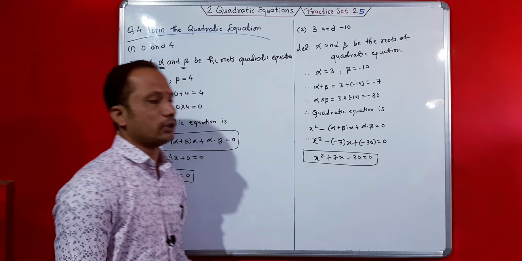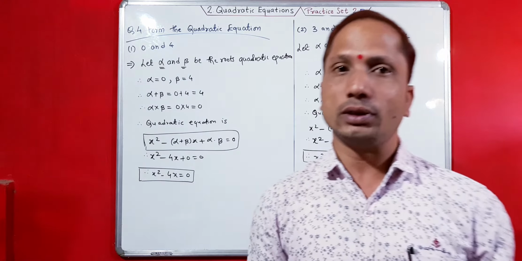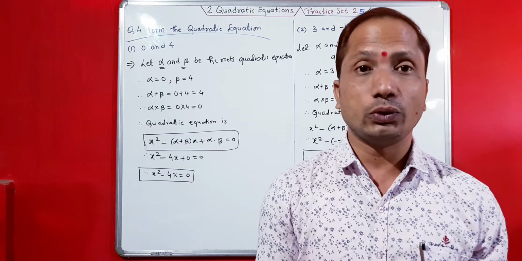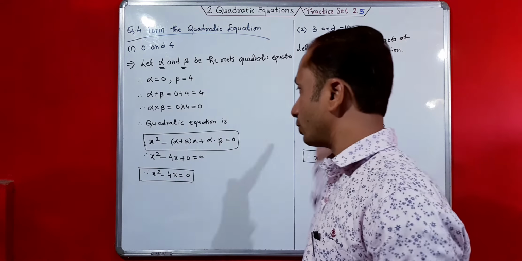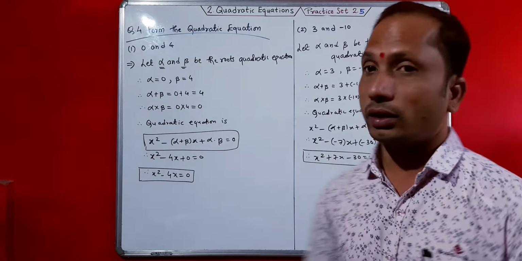Using these two roots, 3 and minus 10, in this way we form the quadratic equation by using the roots alpha and beta. Just do the proper process, and you will get your quadratic equation for the first and second. And now we're going to solve problems number 3 and 4.